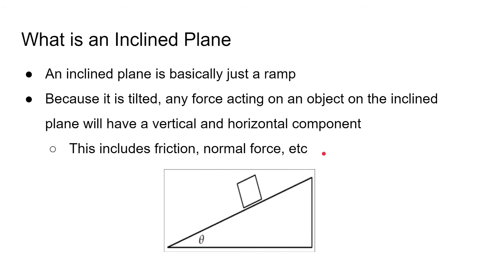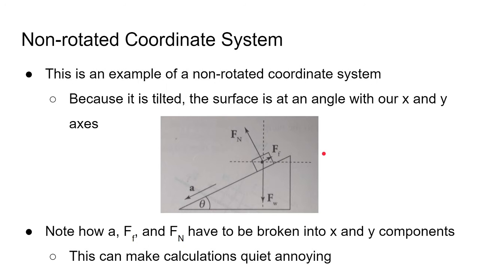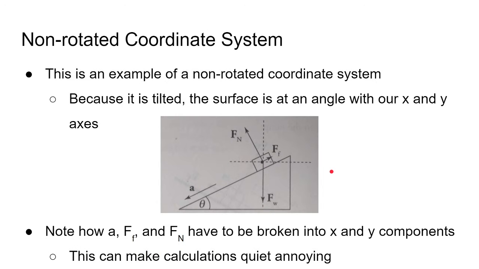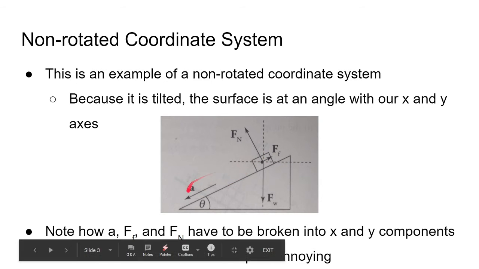So here's the thing about our inclined planes. We can't really use our normal coordinate system to do it because, as you can see, if we have our y-axis just going straight down and our horizontal axis just going straight left and right, there's going to be some problems with the forces being applied to an object. Our normal force is going to be diagonal, our friction is going to be diagonal, and so is our acceleration.